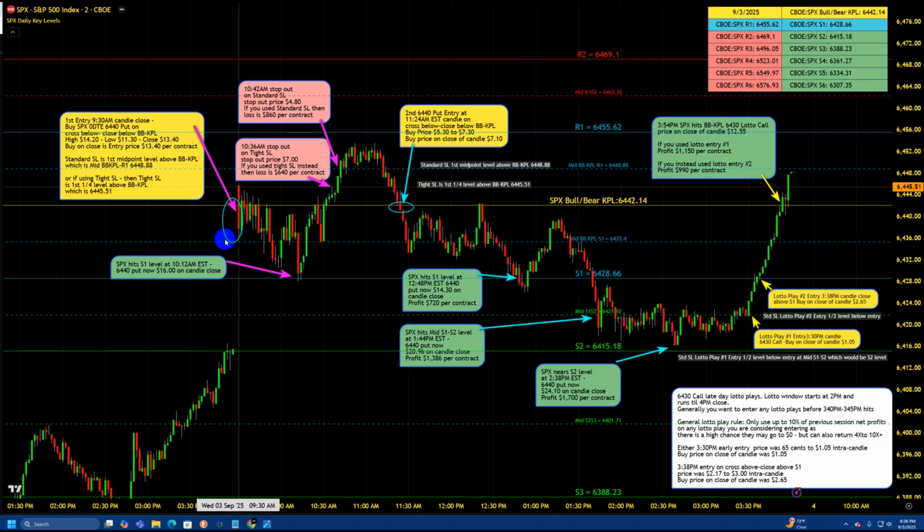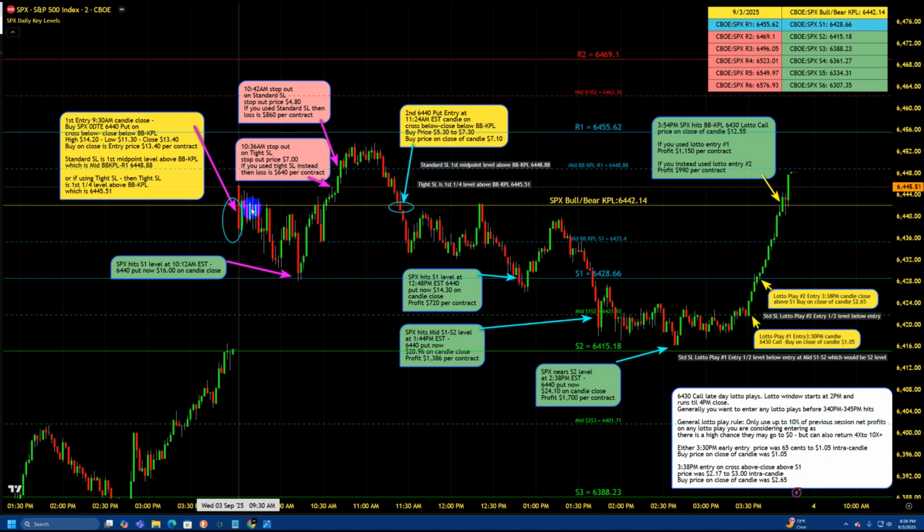Okay, so here in today's session we had a gap up. This is the prior day session with the close here. As you can see, we had a gap up. Price opened above the bull bear key price level but moved below it and also closed below it. That is your entry signal for a bearish play, and in this case that would be a put option, the 0 DTE 6440 put. The reason for the 6440 strike is that that is the closest strike to the bull bear key price level today, which is 6442.14.